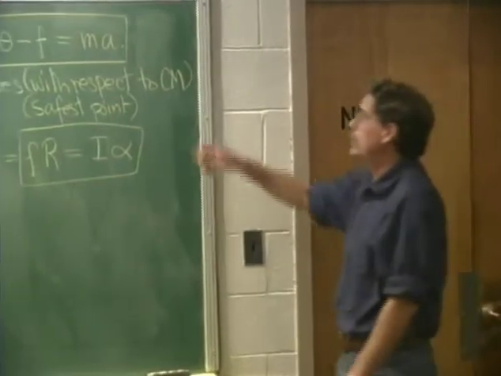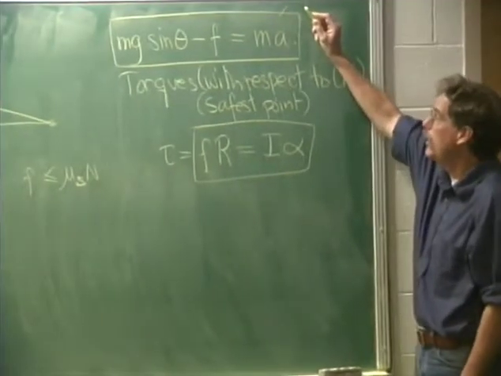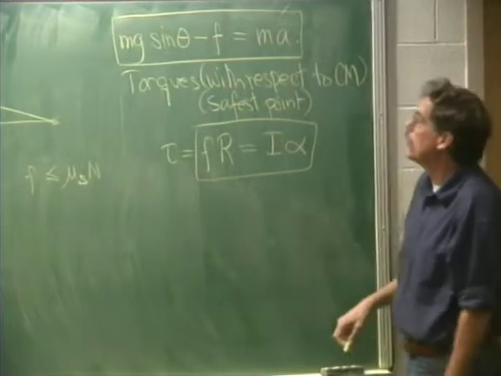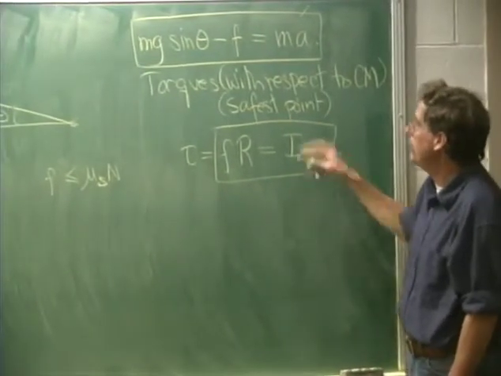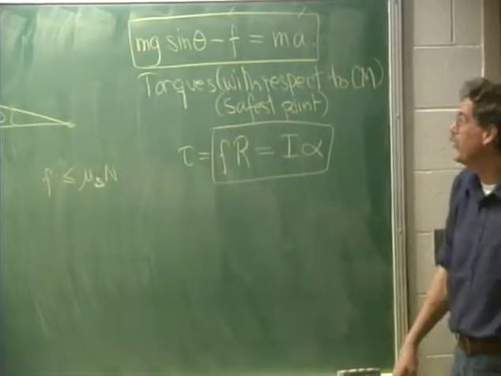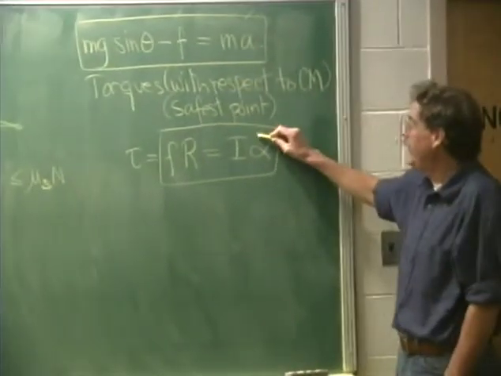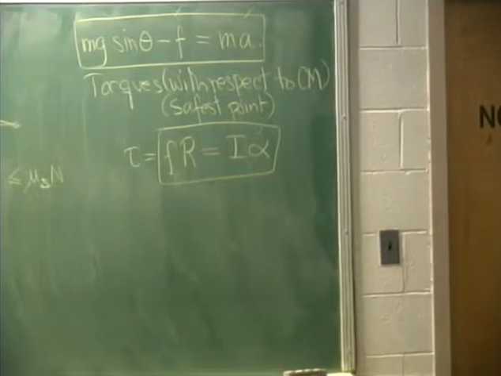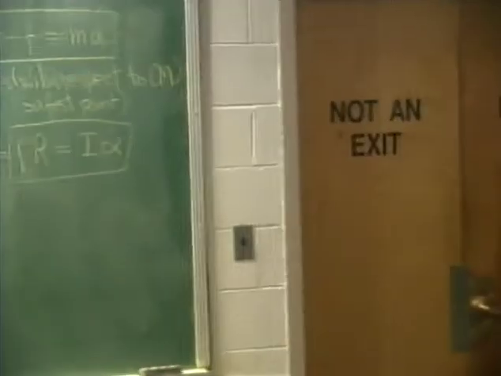Folks, I'm trying to calculate the acceleration, but I see here that there are two equations in three unknowns. I don't know the frictional force, except that it's less than or equal to something or other. I don't know A, and I don't know alpha. Three unknowns, two equations, we're in trouble. What's the third equation?